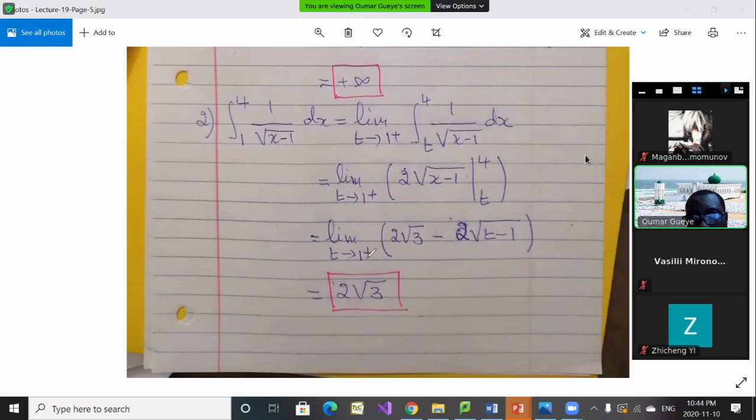And you let your t approaching to 1 from the right. And in this case, this is a constant, does not depend on t. And the second one, when you substitute t by 1, it becomes 0. And the solution is going to be just root 3.